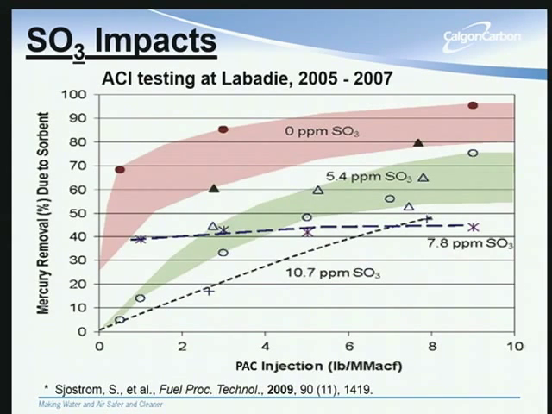And you can see that when they started out without any SO3 injection, they did fairly well. But already with 5 parts per million of SO3, performance severely deteriorates. And by the time you're out to 8 to 10 parts per million SO3, now you're really, really struggling and maxing out at about 45% removal.